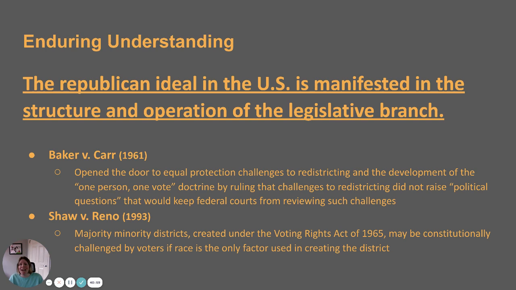So the Republican ideal in the U.S. is manifested in the structure and operation of the legislative branch. So both of these cases relate to the legislative branch. They really relate to the issue of redistricting and gerrymandering.